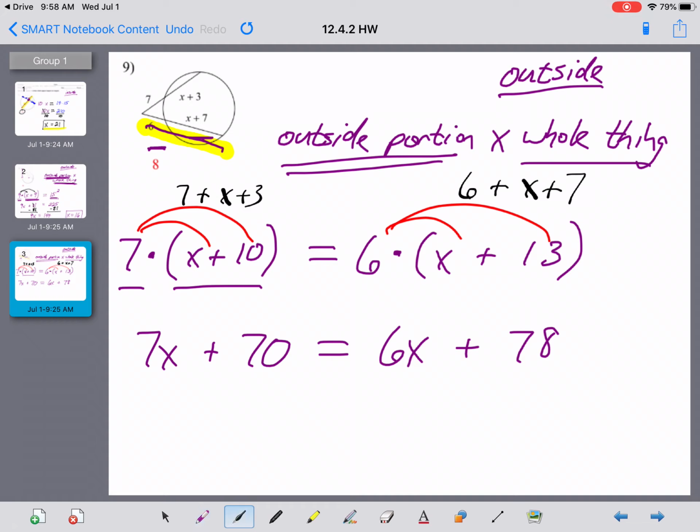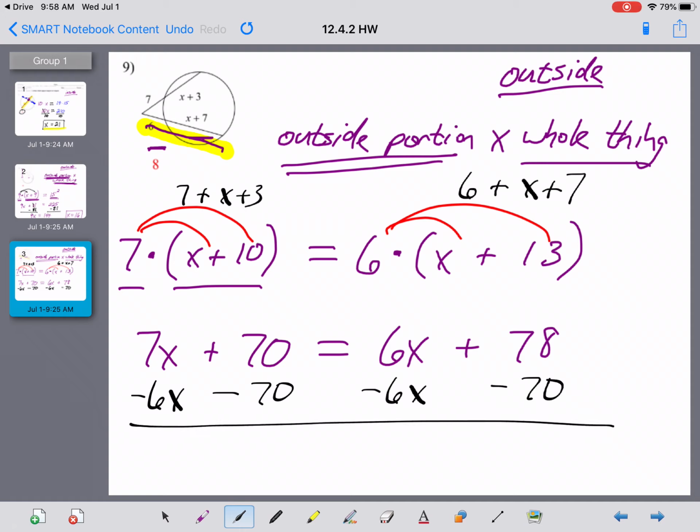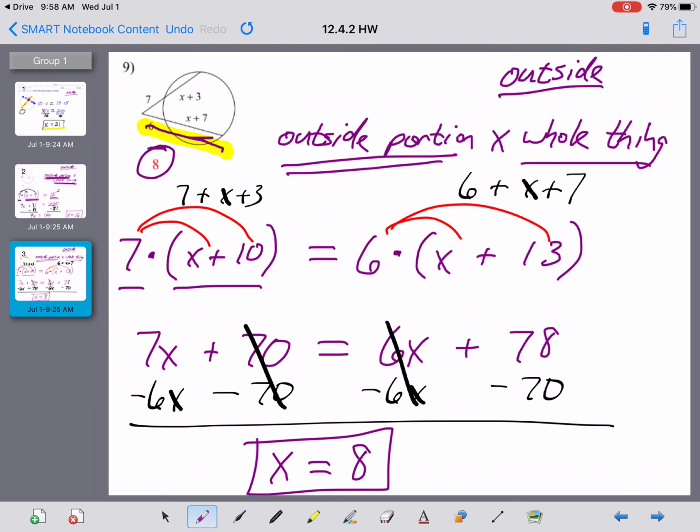Okay, I like to move the smaller x to the bigger one, so we're going to subtract a 6x from both sides. At the same time, we'll subtract the 70 from both the left and the right. And what happens? 70s cancel on the left, 6x's cancel on the right. 7x minus 6x just gets us 1x, and we don't need to write the 1 there. And that equals 78 minus 70, which is 8. And that, everybody, is the solution we were expecting here for the value of x.